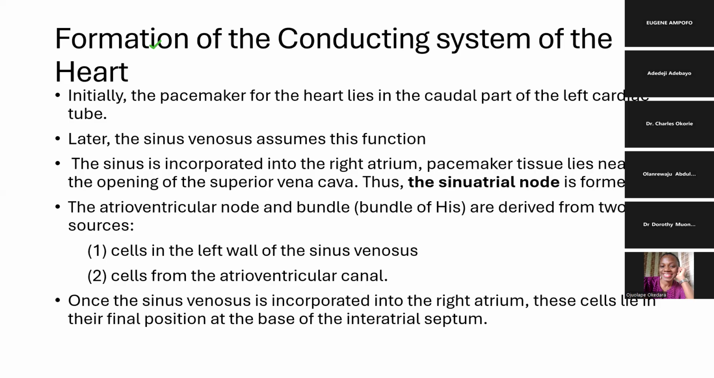Now, moving to formation of the conductive system of the heart. Initially, the pacemaker of the heart lies in the caudal part of the left cardiac tube. Later, the sinus venosus assumes this function, and the sinus is incorporated into the right atrium. Pacemaker tissue lies near the opening of the superior vena cava, and thus the sinoatrial node is formed. The atrioventricular node, the AV node, and the bundle of His are derived from two sources. One is the cells in the left wall of the sinus venosus, and two is the cells from the atrioventricular canal. Once the sinus venosus is incorporated into the right atrium, these cells lie in their final position at the base of the interatrial septum.